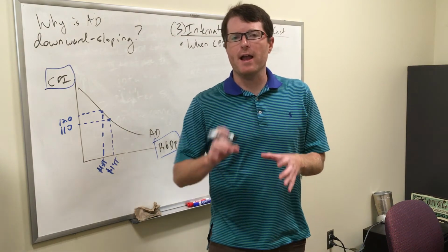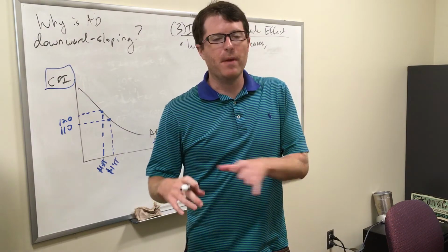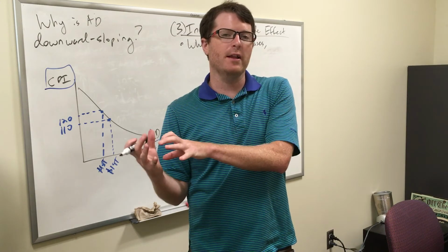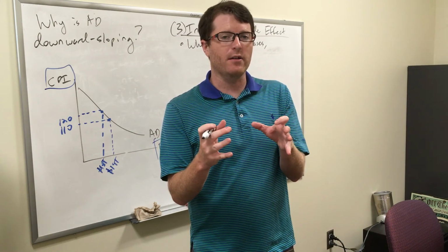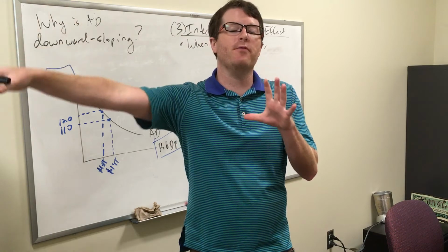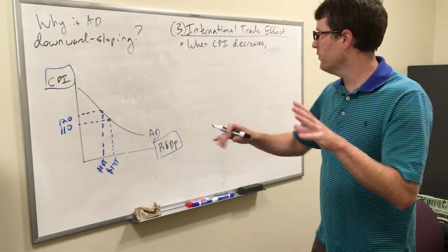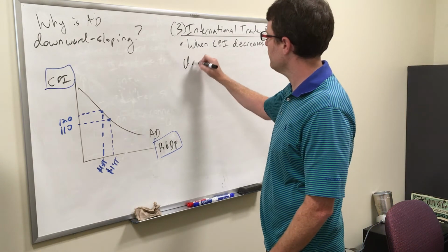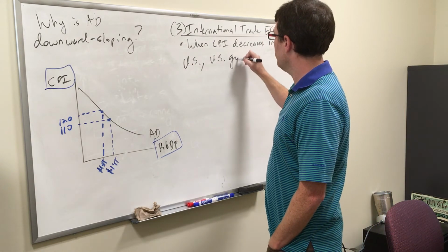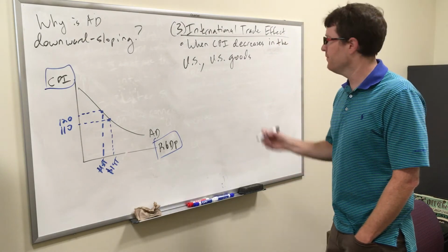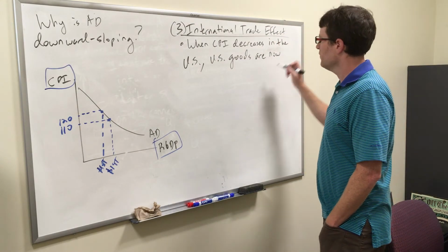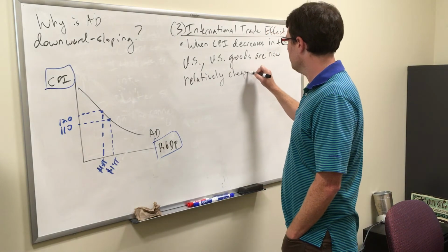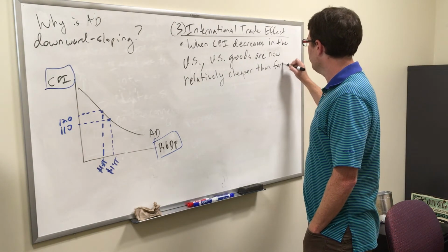When we talk about CPI, that's different for different countries. Mexico uses the peso, so it's got its own inflation rates. It's got its own CPI levels. Here in the US, we use the US dollar. So we've got our own CPI, which is completely different from Mexico's, okay? So here's the thing. When CPI decreases in the US, US goods are now relatively cheaper than foreign goods.